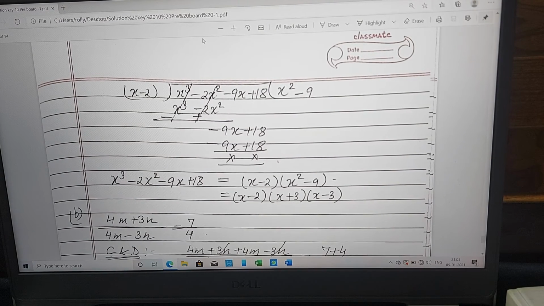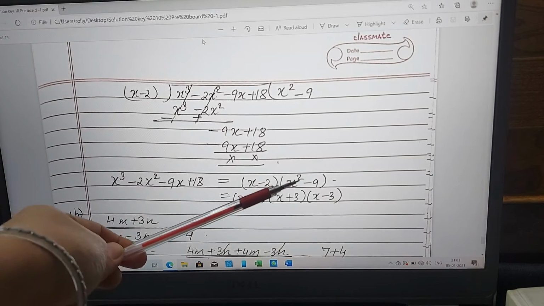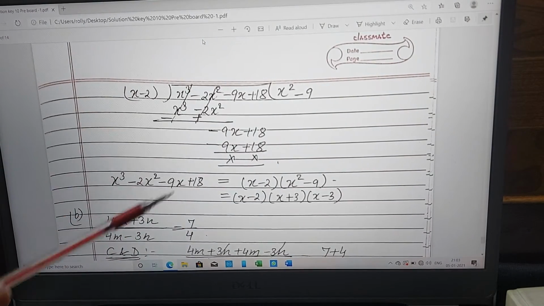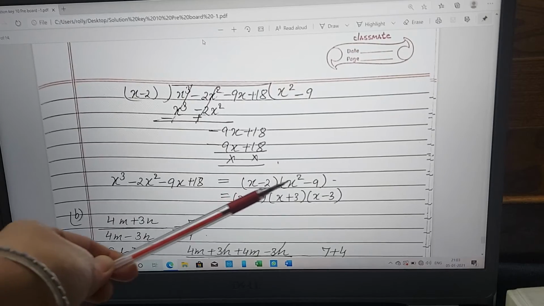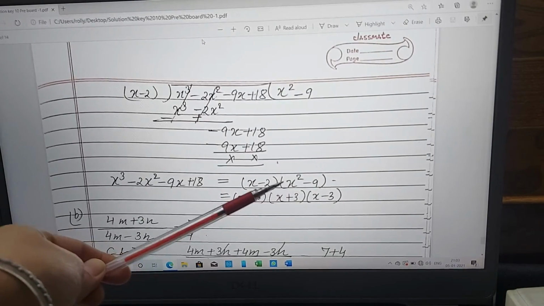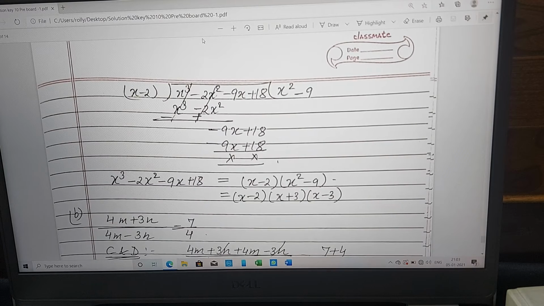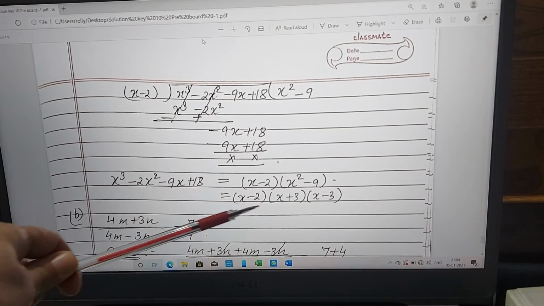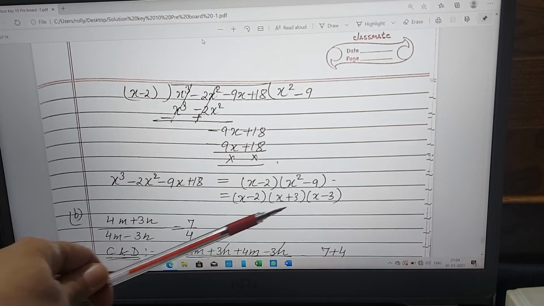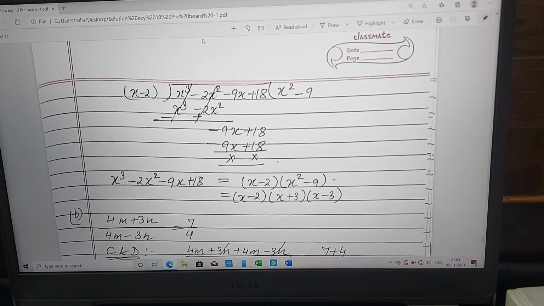And then you have to factor, because you have used dividend is equal to divisor into quotient. Clear? You have to use the formula a square minus b square, and factorize it further. So x plus 3, x minus 3. Clear? You have to write in this form, no comma has to be there in between. Clear?